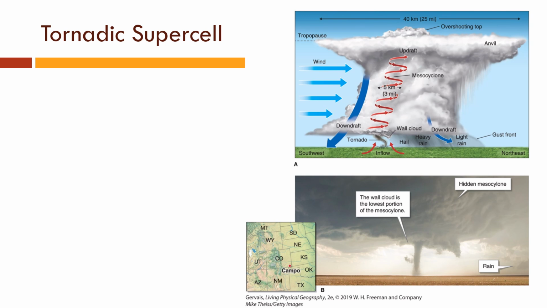What we're looking at here is a graphic of a tornado supercell. Remember that the supercell thunderstorms were our really big, violent storms. So a supercell thunderstorm contains a powerful rotating updraft, remember our mesocyclone. If that tornado forms, it will descend from that wall cloud, which is our cylindrical area, down towards the bottom of the cloud at the base of that mesocyclone. The picture at the bottom there is a tornado that formed from a supercell that was hovering over Campo, Colorado.